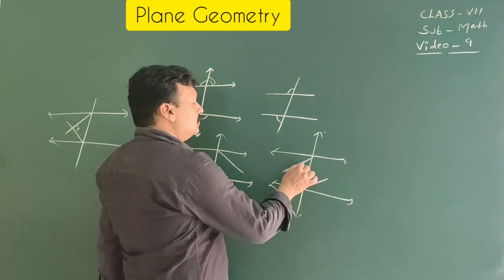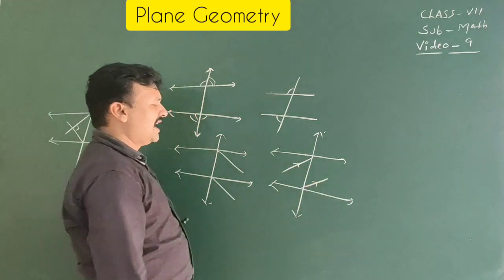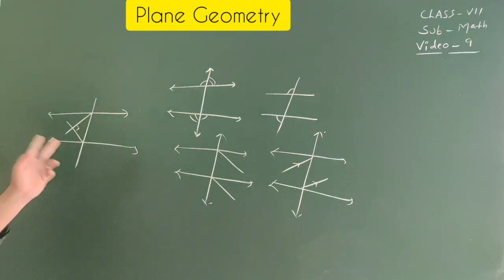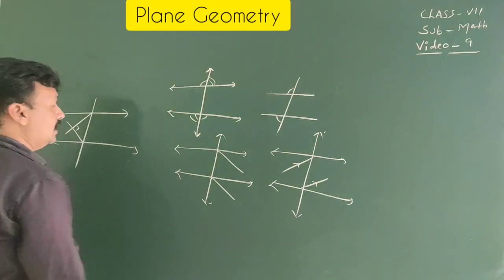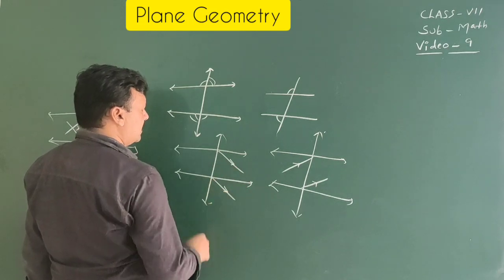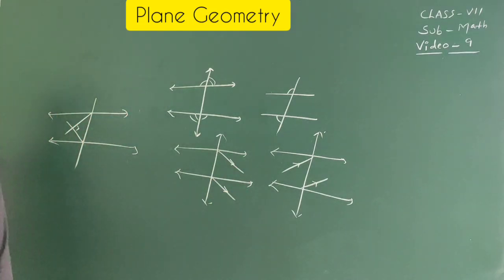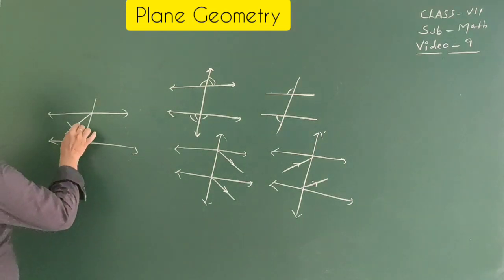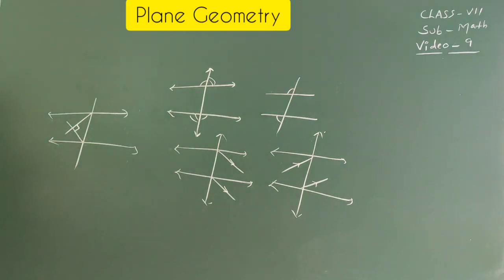Here, these two lines are parallel. Angular bisectors of alternate interior angles are also parallel if the lines are parallel. Here, angular bisectors of corresponding angles are also parallel. Here, angular bisectors of co-interior angles are perpendicular to each other. They meet at 90 degrees. These theorems we learned in yesterday's video.